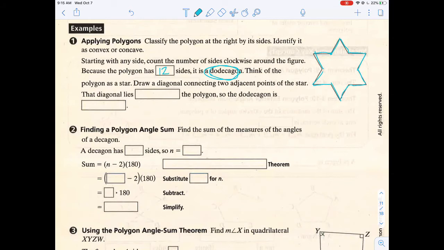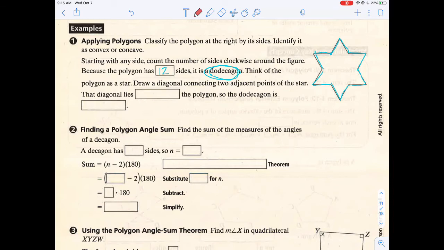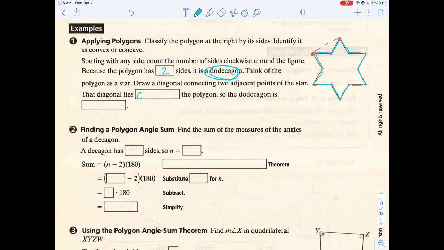Okay, think of this polygon as a star. Draw a diagonal connecting 2 adjacent points on the star. So we're just going to connect 2 points. So if I connect from this point to this point, that's a diagonal between 2 adjacent sides. The diagonal lies outside of the polygon.